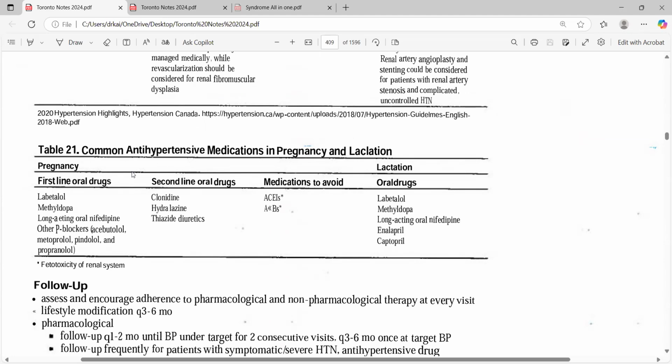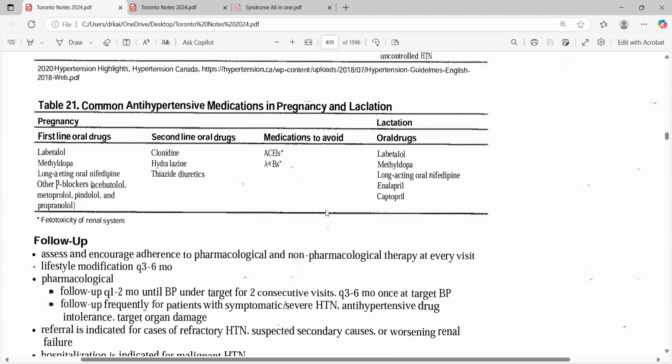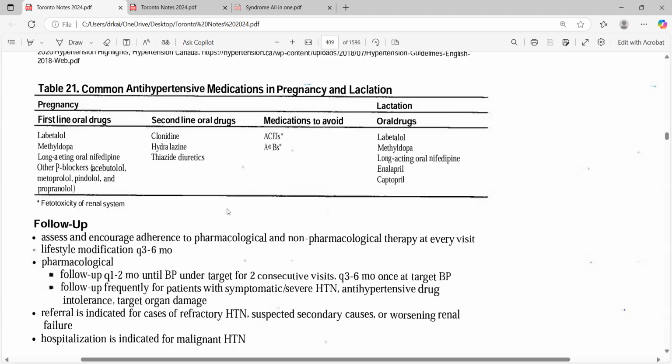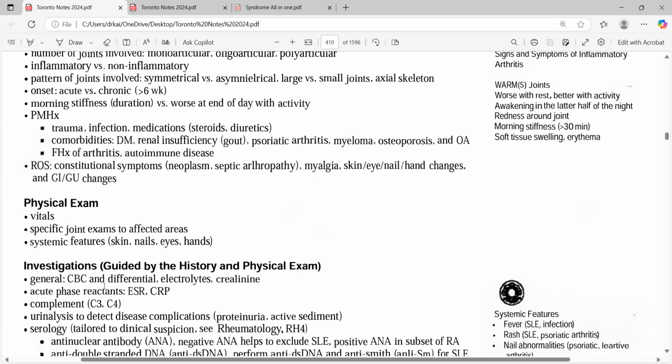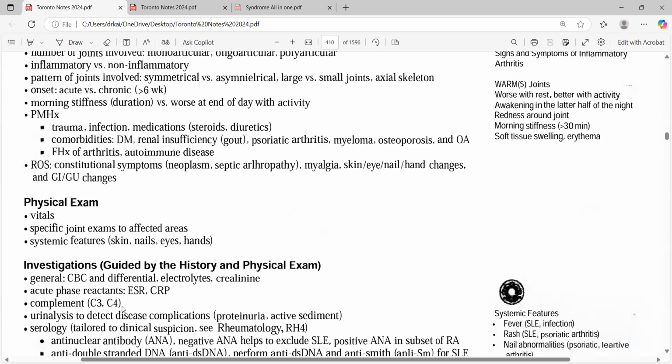So you can see in pregnancy, the one we always talk about, labetalol is the drug of choice, and we have to avoid the ACE inhibitors. Then comes the joint pain. In this one, please don't forget about C3 and C4. That's also one of the links that could be there.